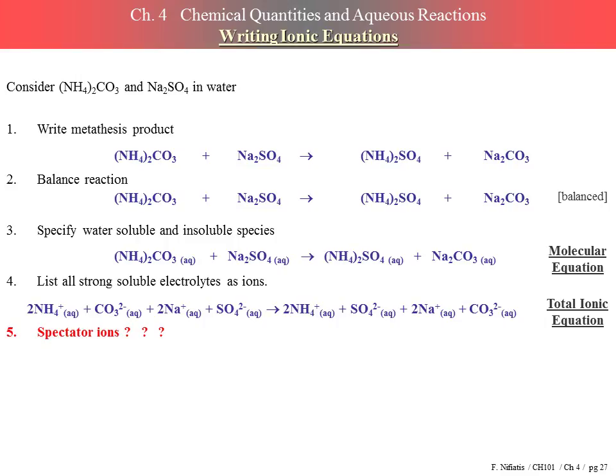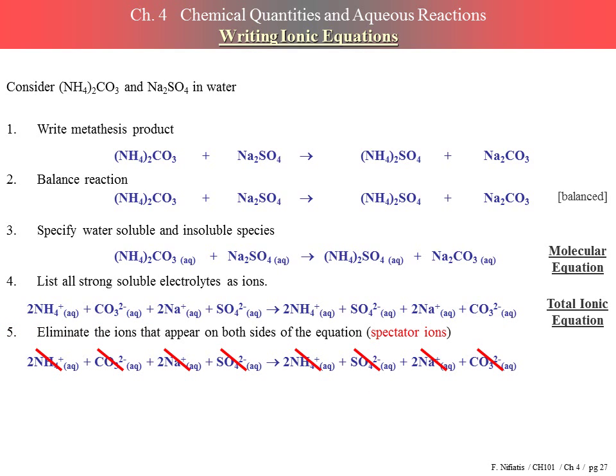Do we have spectator ions? Yes. The ammonium is a spectator ion, the sulfates are spectator ions, the sodiums are spectator ions, the carbonates are spectator ions. Everything is cancelled. 2 with 2, sulfate 1, sodium 2, sodium 2, carbonate 1, carbonate 1.